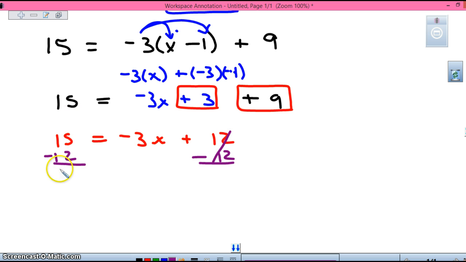15 minus 12 is 3 equals negative 3x. Divide by negative 3. Negative 1 is equal to x.